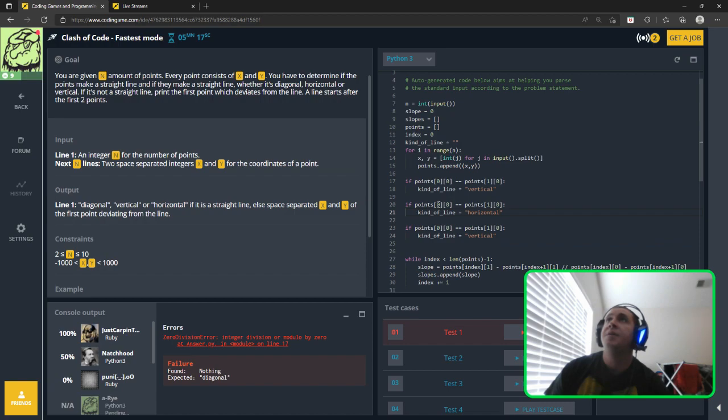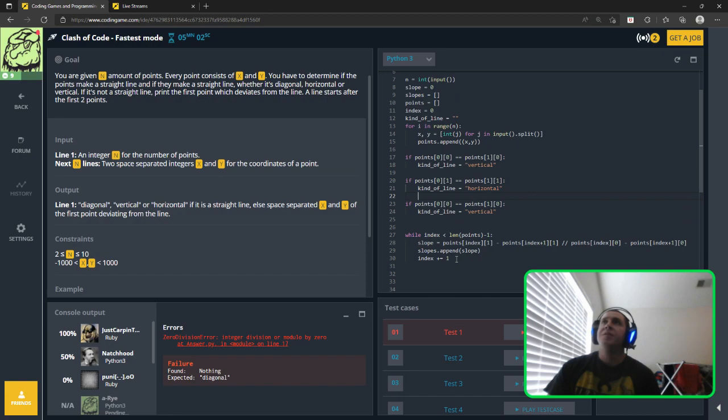Horizontal, and that's if the y coordinates are the same. Again, it'd be tricky if the very first point is the one that deviates. We would have to put in some kind of, let's see, just decrement. There we go. Okay. 5 minutes left.